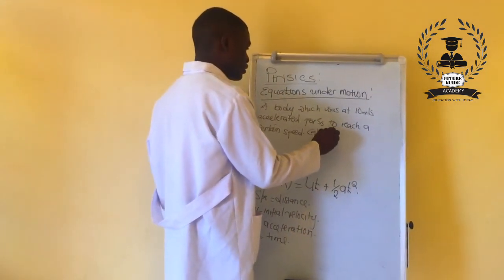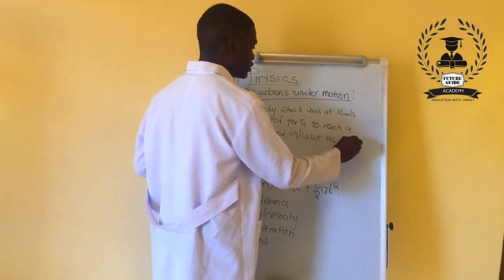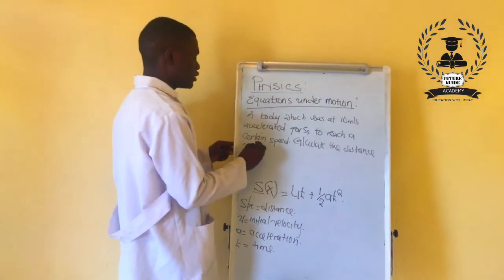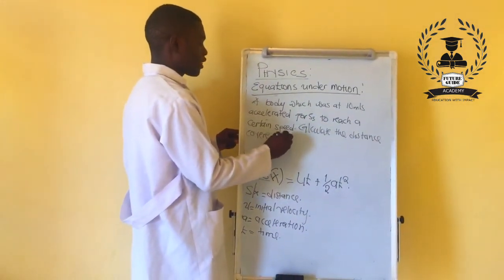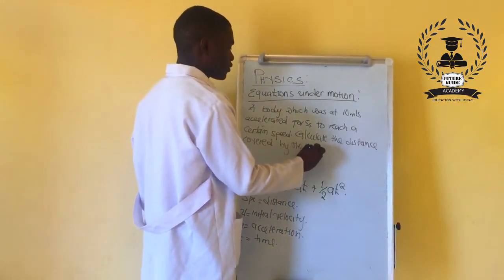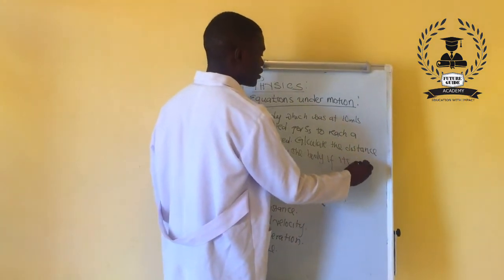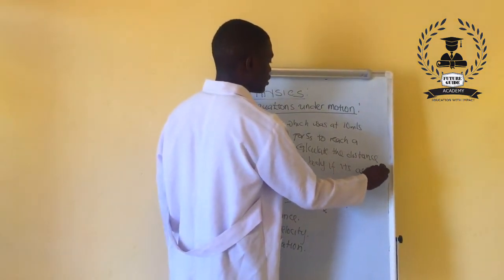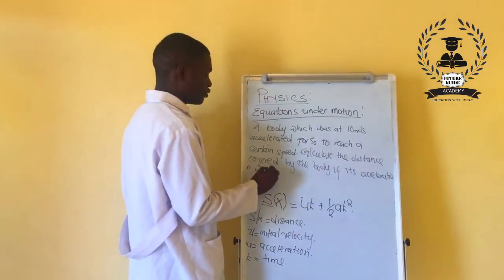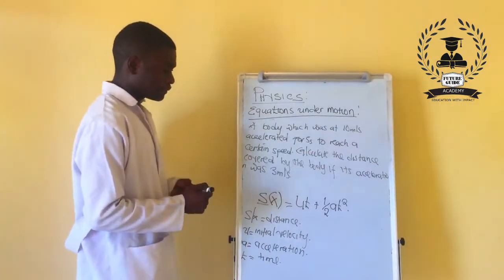Calculate the distance covered by the body if its acceleration was 3 meters per second.